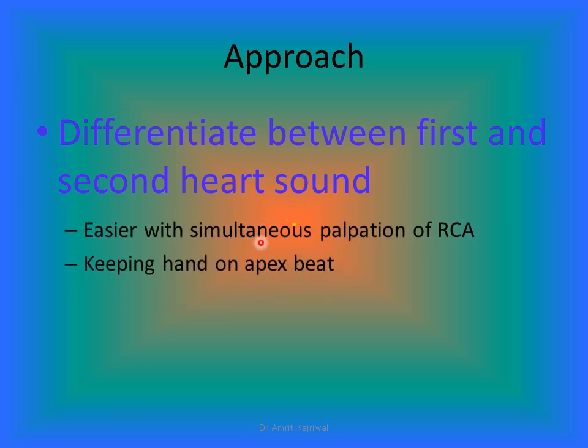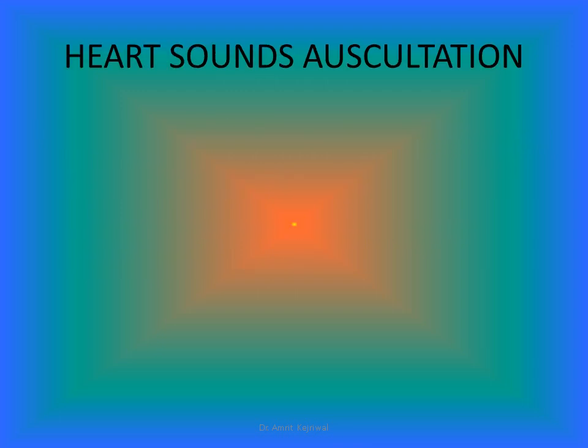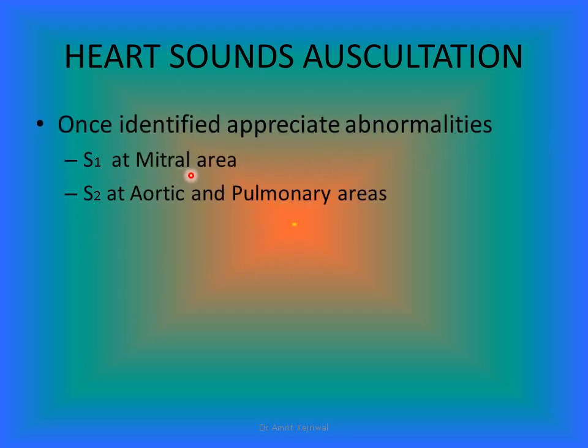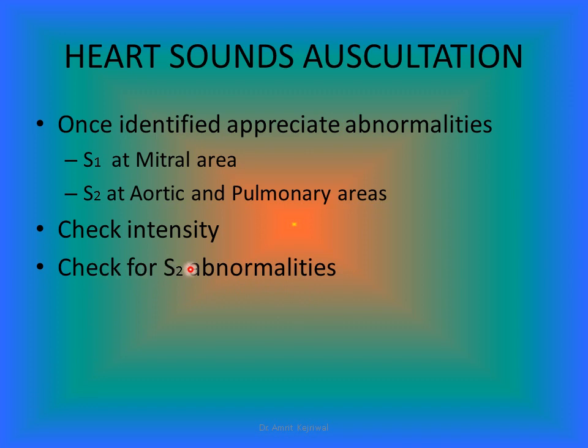You can do it by simultaneous palpation of the right carotid artery or by keeping a hand on the apex beat. The heart sound which precedes the right carotid artery pulsation is the first heart sound, and the one which comes after the right carotid artery pulsation is in diastole. Coming to heart sounds auscultation: once identified, appreciate abnormalities. S1 is at the mitral area, S2 at the aortic and pulmonary areas. Check the intensity, and check for S2 abnormalities.